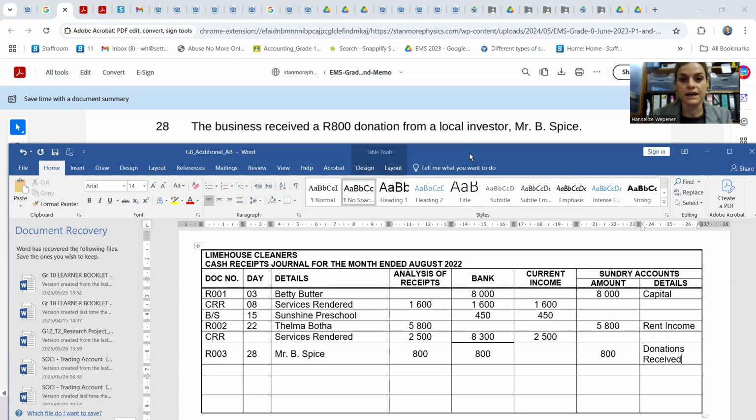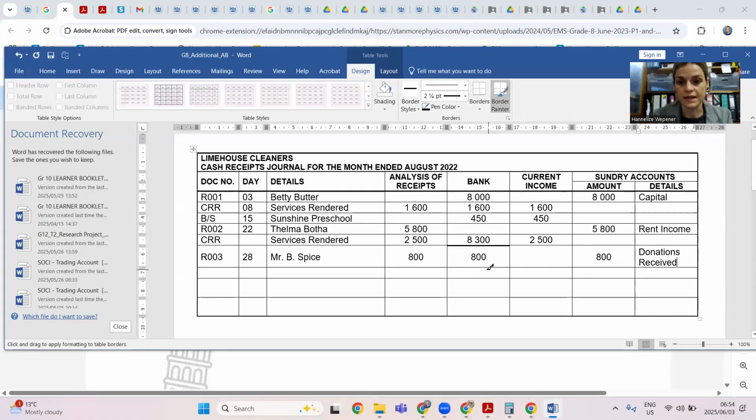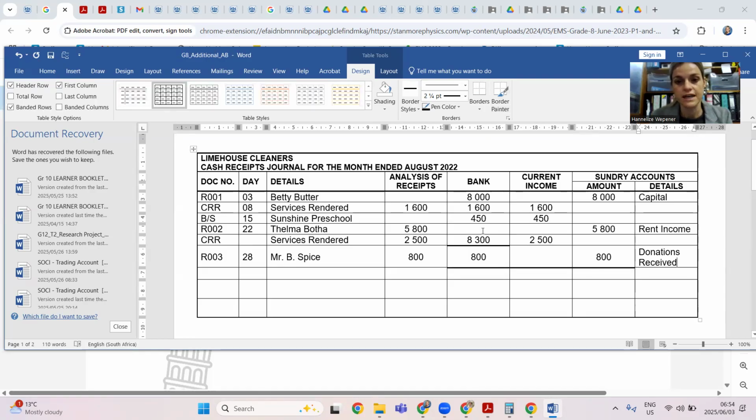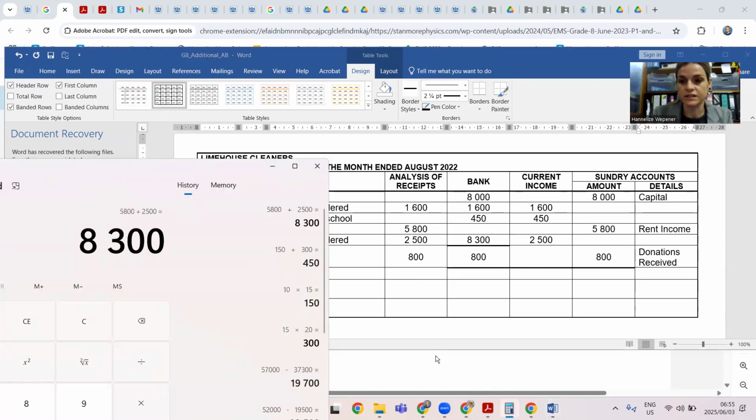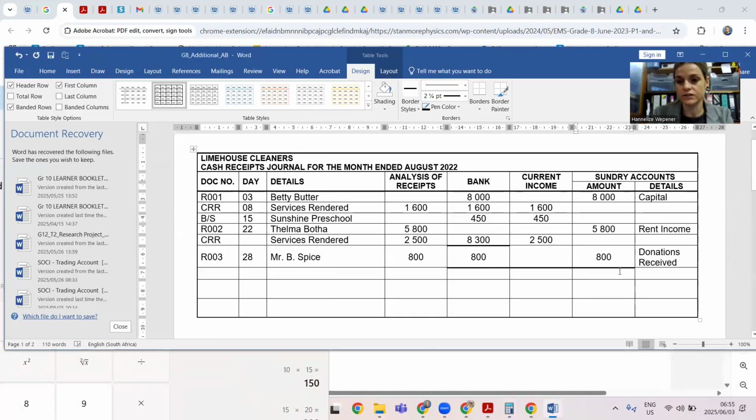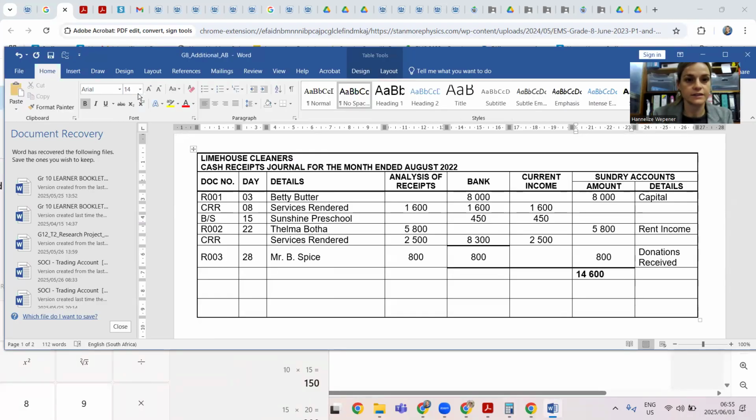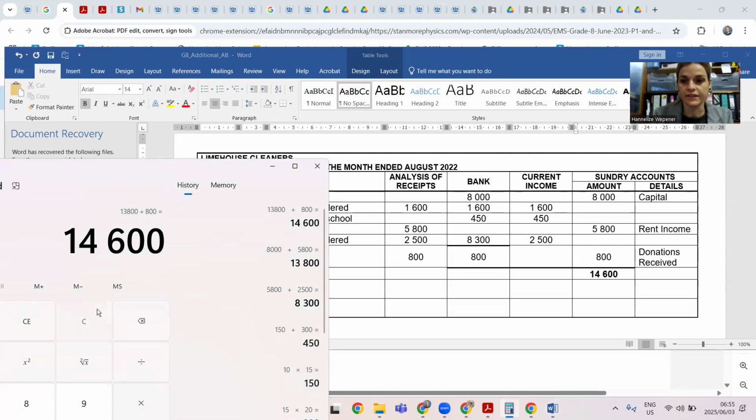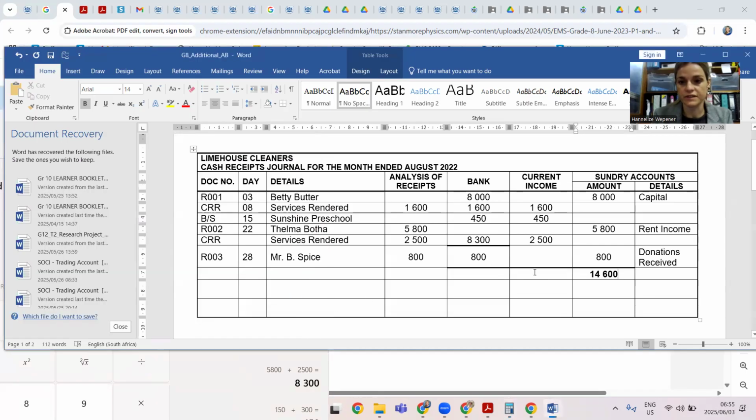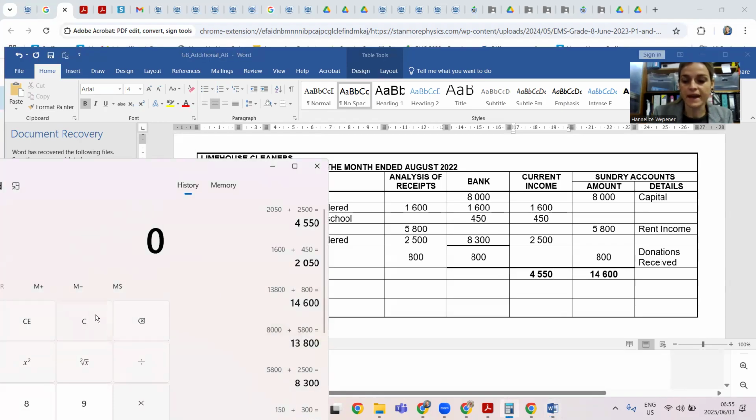Remember that you are not done with your journals unless you have totaled your journals. And we never total analysis of receipts. So I'm going to start here with my sundry. So that's 14,600. Sorry, just the alignment there. And then 1,600 plus 450 plus 25. So 4,550. And then the last one, bank, is 8,000 plus 1,600 plus 450 plus 8,300 plus 800.